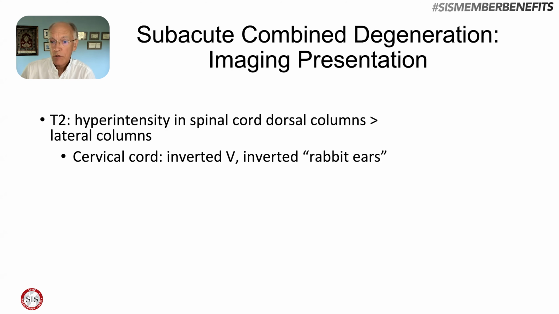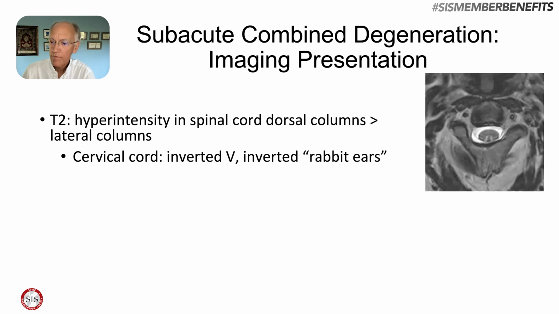What are we going to see on imaging? As we saw here, it's pretty characteristic. There's T2 hyperintensity in the spinal cord dorsal columns, much more commonly than the lateral columns. In the cervical cord, we're going to see this inverted V or inverted rabbit ears, which we see right here, with these bands of T2 hyperintensity localized to the dorsal columns.